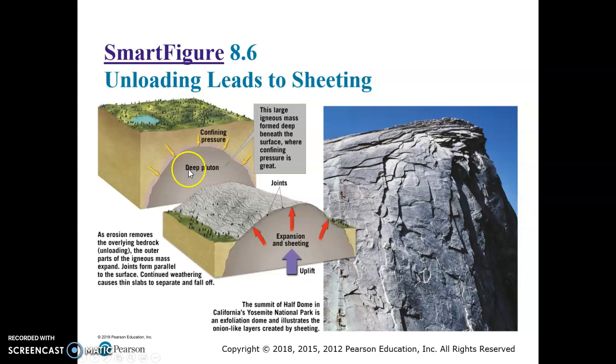And it's formed underground, but as erosion takes off all of this ground on top, now there's no more pressure. And this leads to expansion. And as this expands and is uplifted, we get joints, and then we get these sheets. And if they become loose enough, they fall.